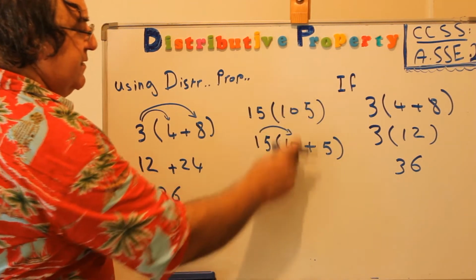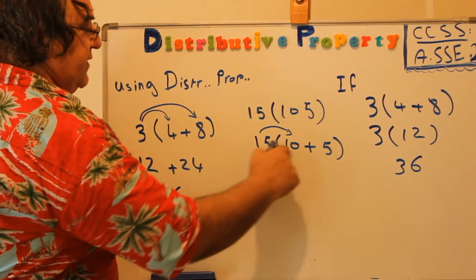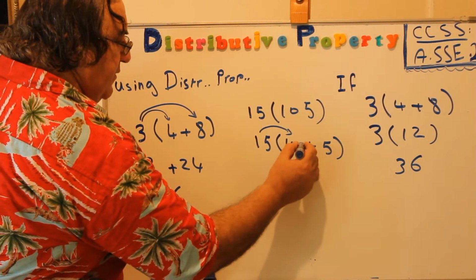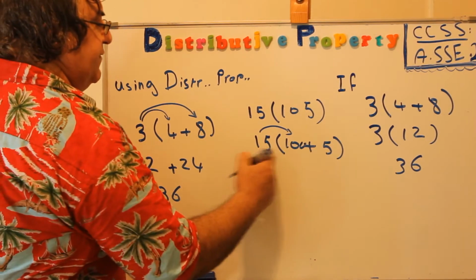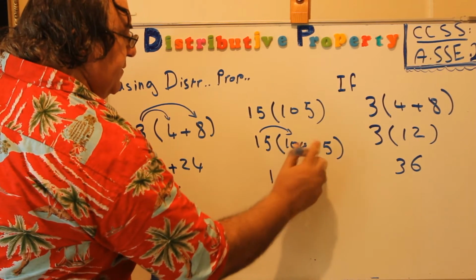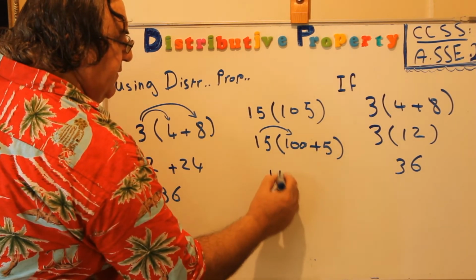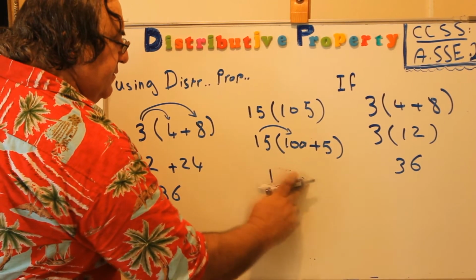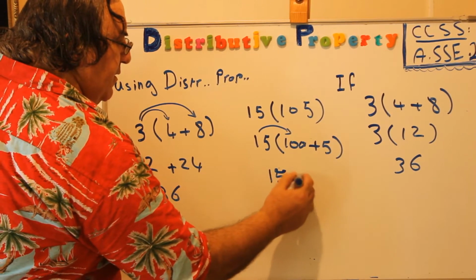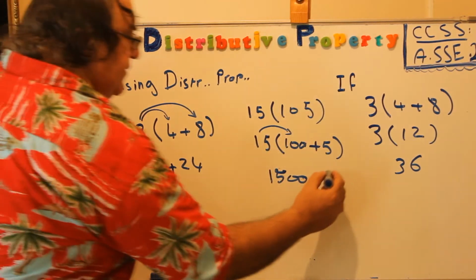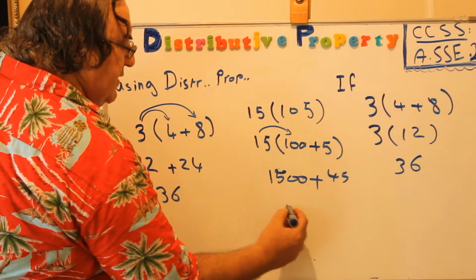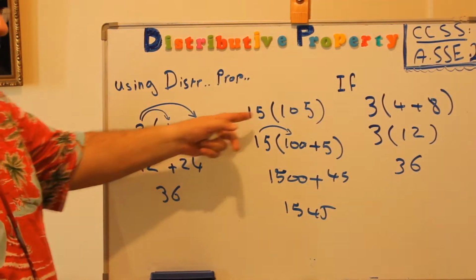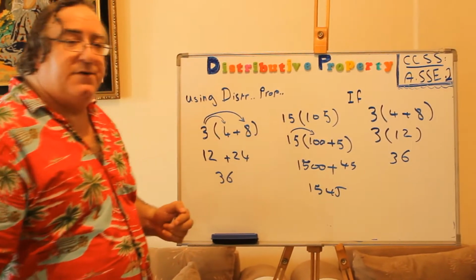Why did I split it? I make it in tens. So 15 times 100 gives me 1500. Plus 15 times 5 is 75. Then the total is 1575. So mentally you can compute this one using the distributive property.